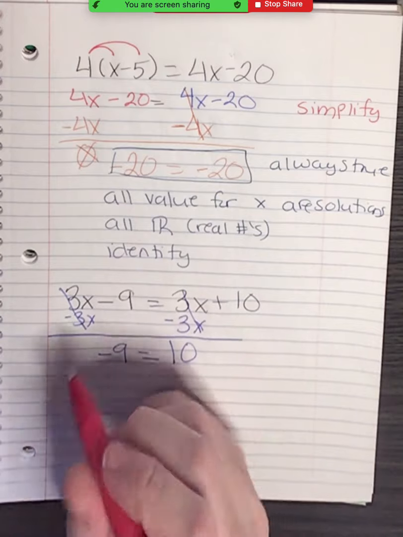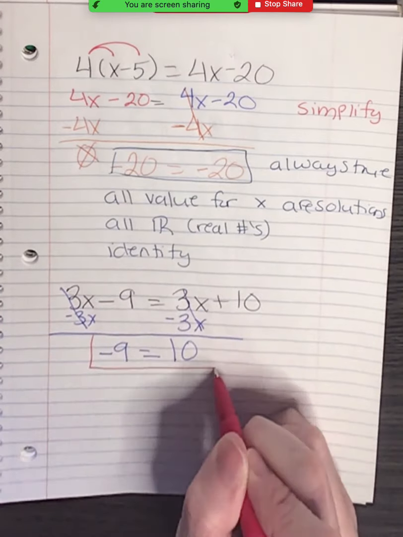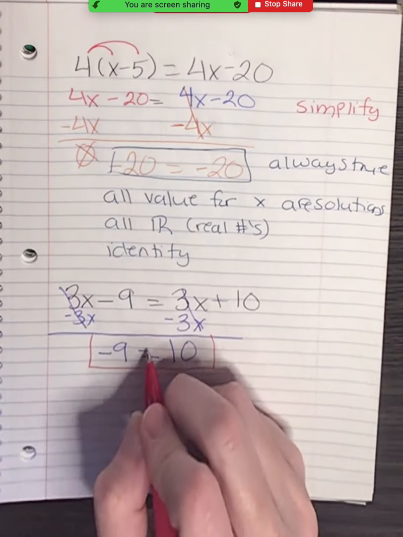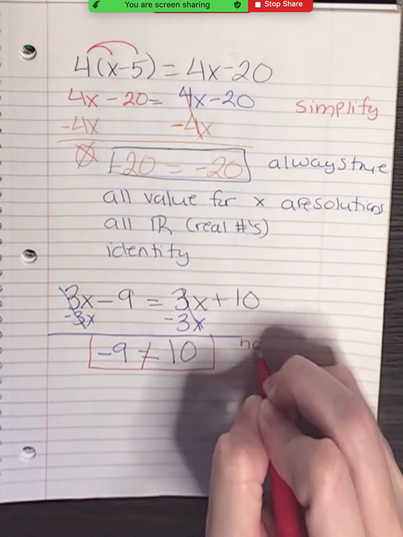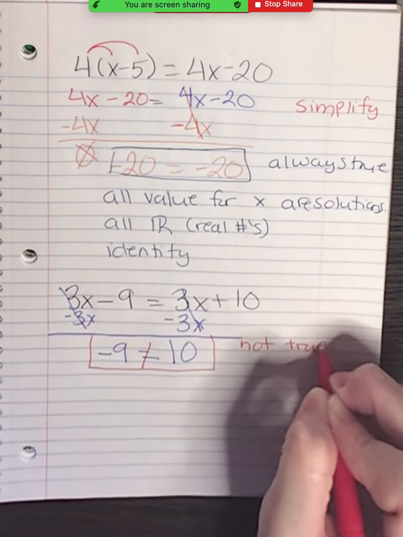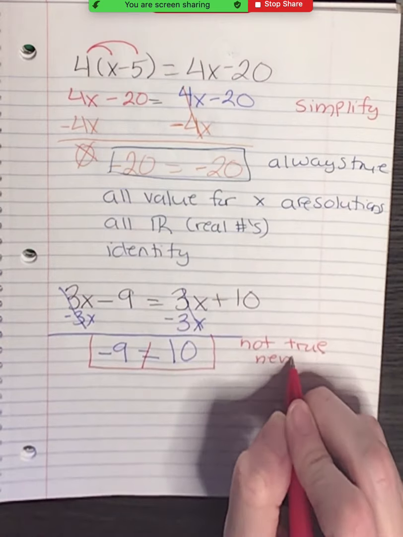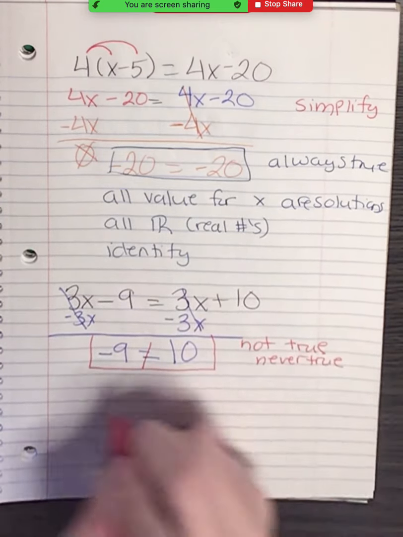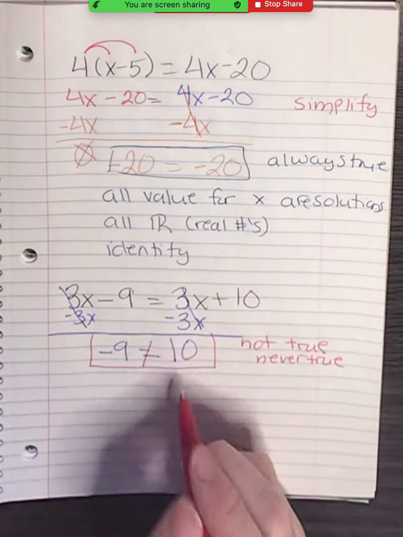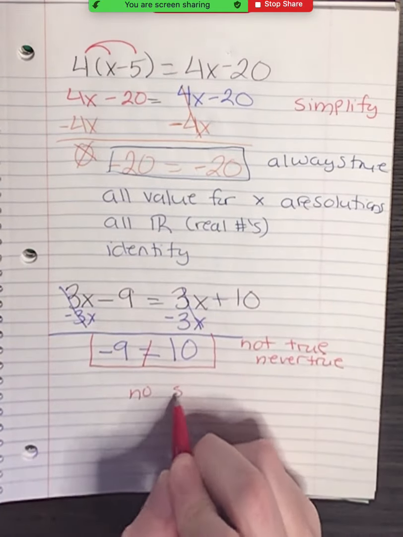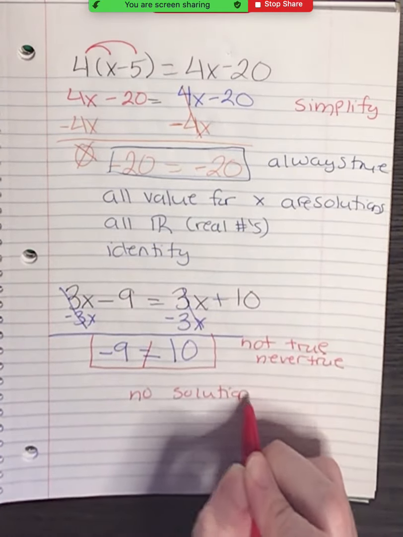Okay, then I look at the statement and I say, does negative 9 equal 10? No, this is not true. So I got a statement that's not true. It's never true. So what that tells us is that it doesn't matter what I put in for x, I'm going to get no solution for my equation.